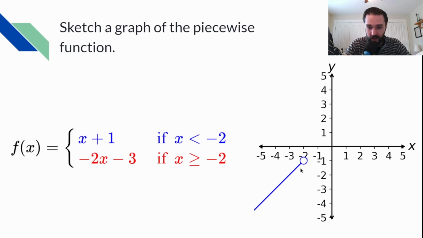And then if x is greater than or equal to -2, we have this line, y equals -2x minus 3, and it looks like this. It's a line with slope -2 and a y-intercept of -3. So we have a circle here for this blue part because -2 is not included, and we have a point here in red because it is included in this mini domain. So this is what the piecewise function looks like.